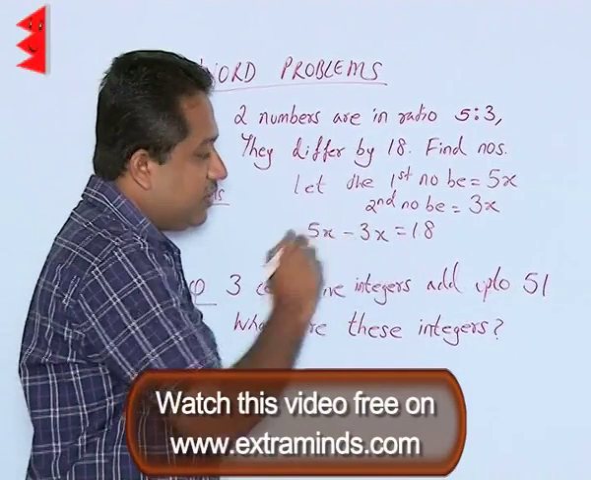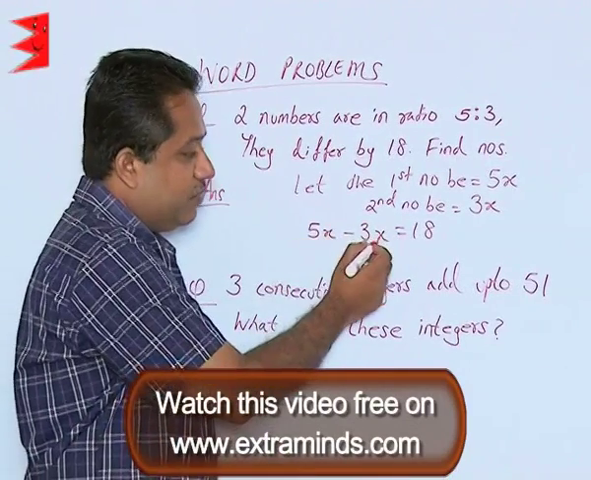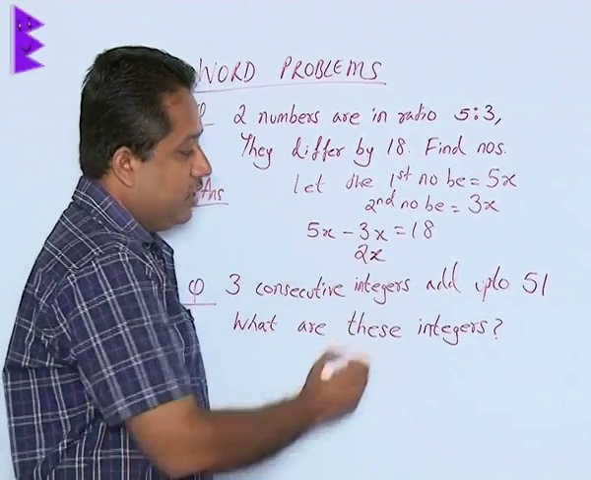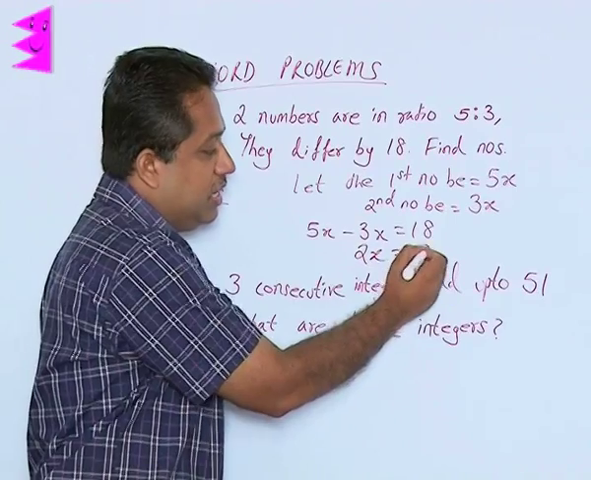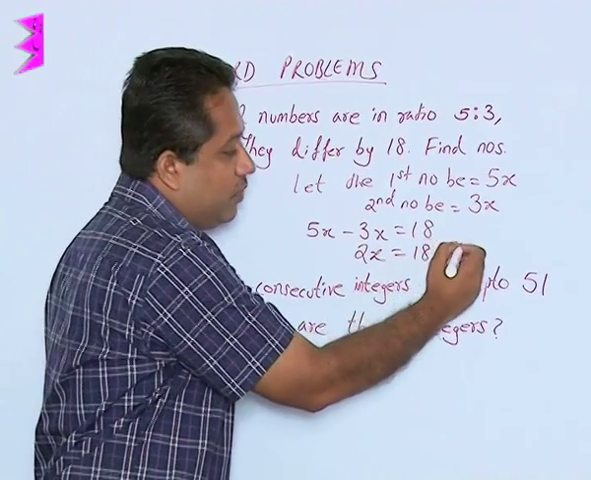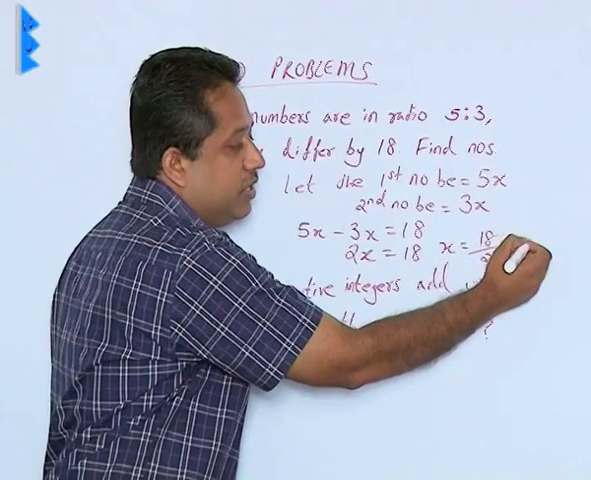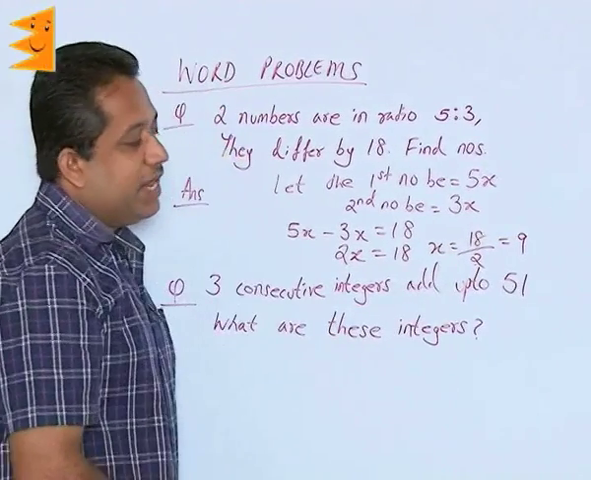Now, 5x minus 3x, these are like terms. So, we can subtract this. 5x minus 3x becomes 2x is equal to 18. So, x value will become 18 upon 2, and 18 upon 2 is 9. Now, value of x is 9.